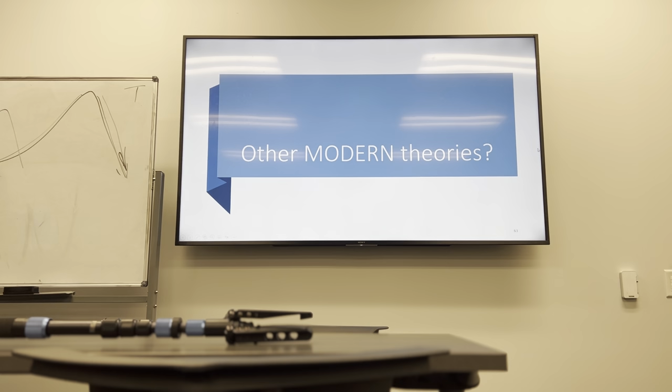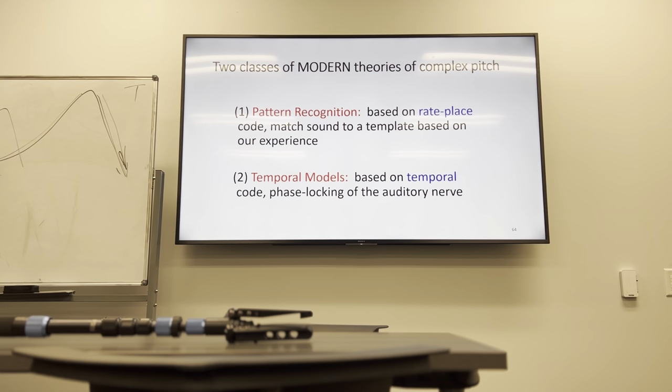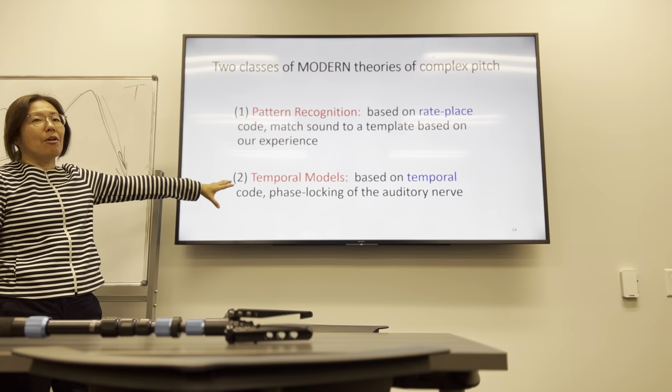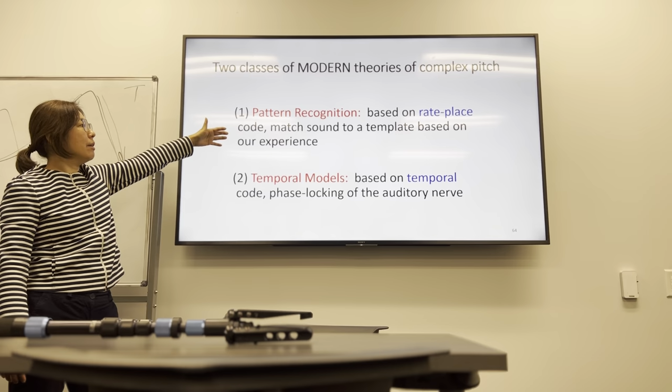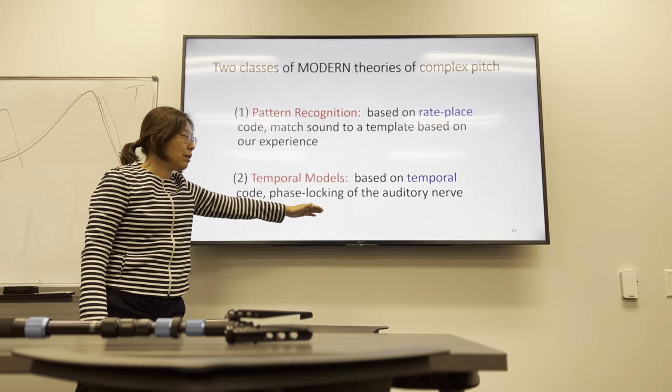Again, the theory is important. All right, now pattern recognition or temporal model. Pattern recognition is basically the place model, based on the rate-place code: match the sound to a template based on experience. Also the temporal model, the temporal code, phase locking. Those are kind of the theories of the auditory system.